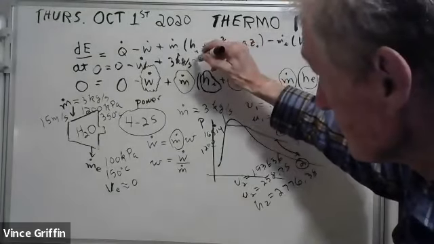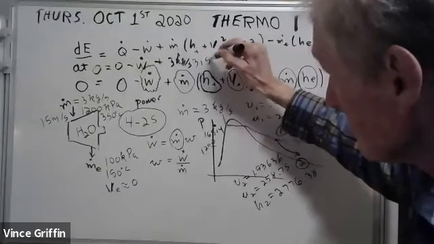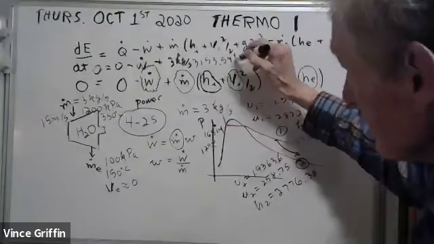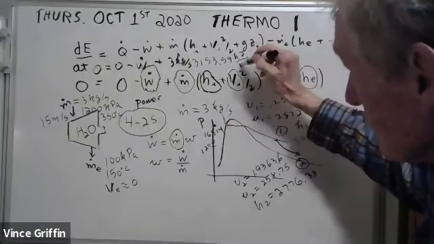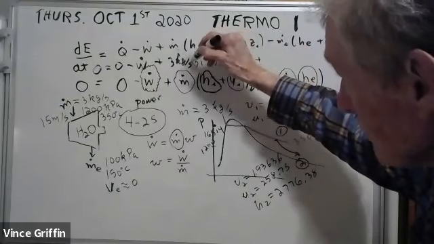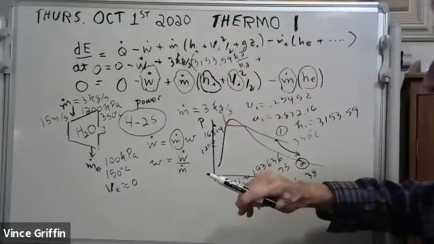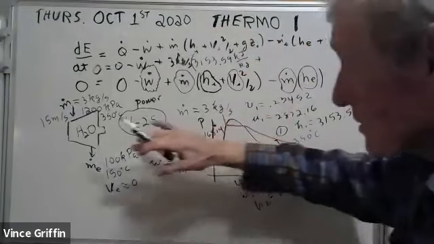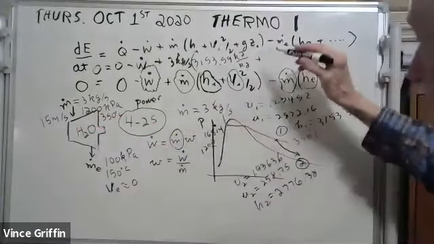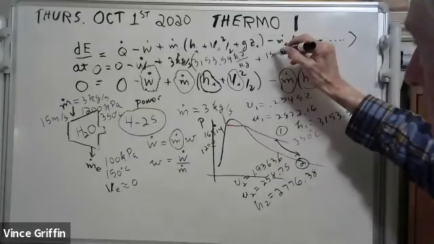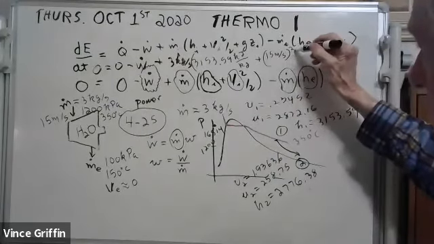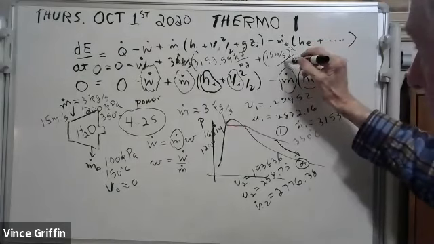3153.59 kilojoules per kilogram plus, don't forget the parentheses now, plus the velocity, which is 15 meters a second. You have to square it, divide by 2.